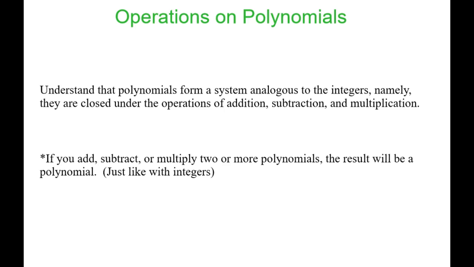To end this lesson, we're going to talk about operations on polynomials. In the standard, it uses the terminology, understand that polynomials form a system analogous to the integers, namely, they are closed under the operations of addition, subtraction, and multiplication. Essentially, what this is saying, if you add, subtract, or multiply two or more polynomials, the result will be a polynomial, just like the integers. If you add, subtract, or multiply two or more integers together, the result is still going to be an integer.